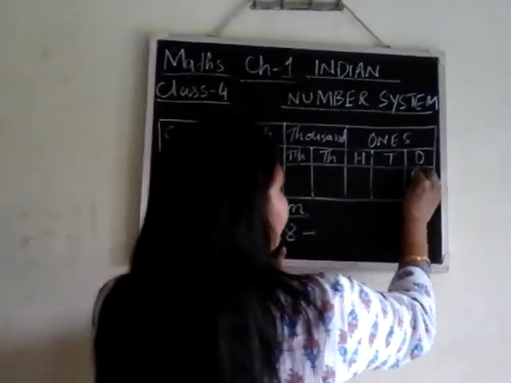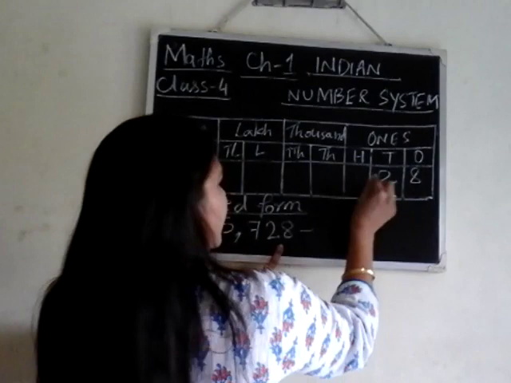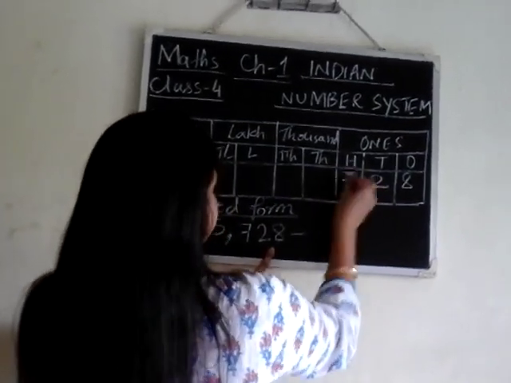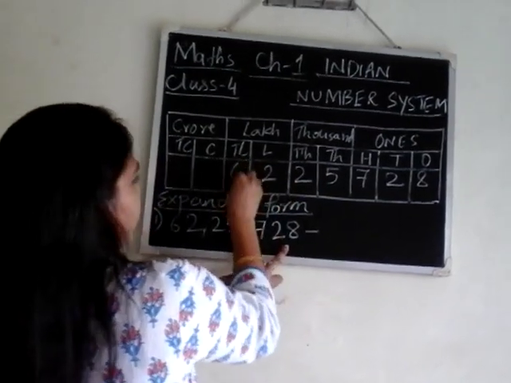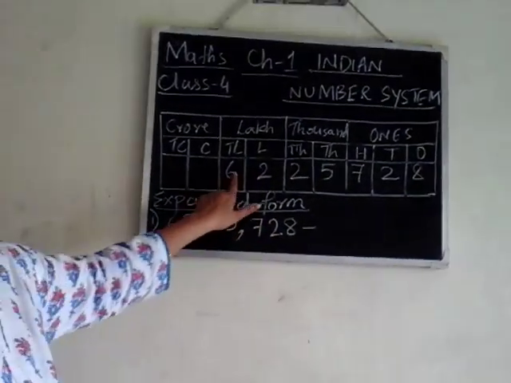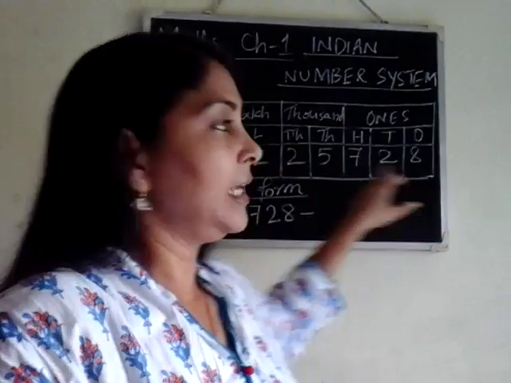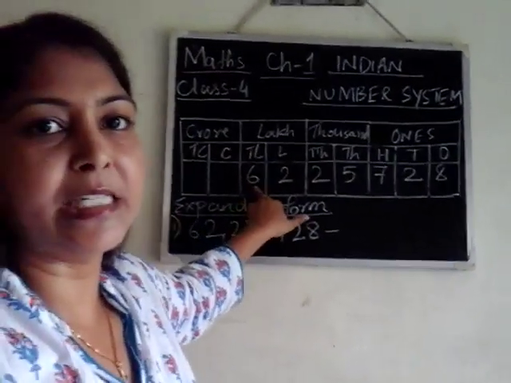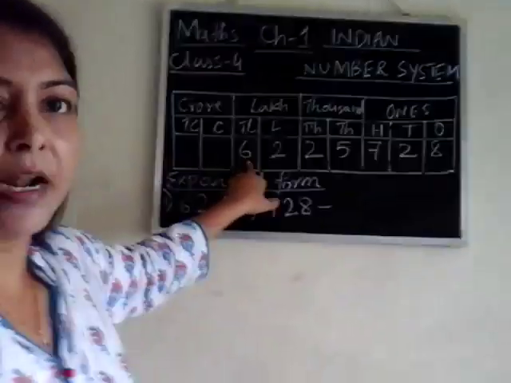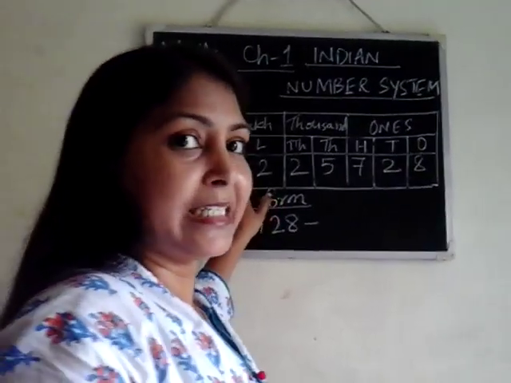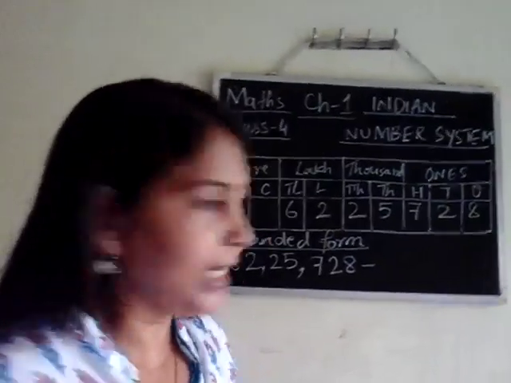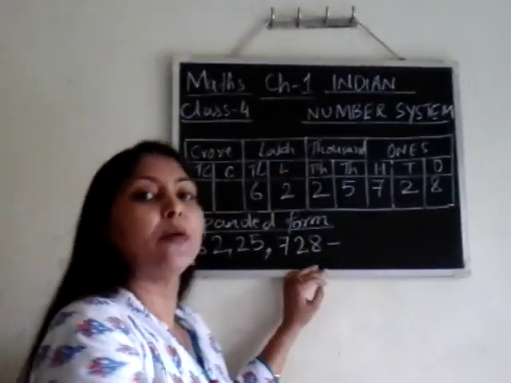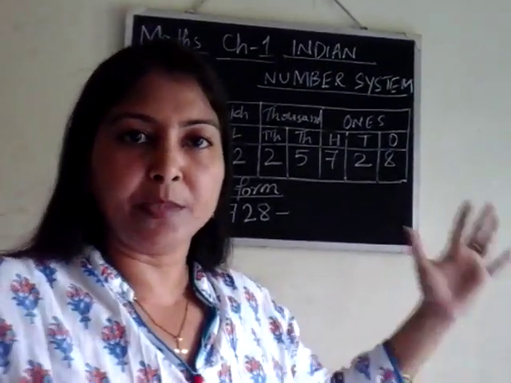Now 8 is in ones place, 2, 7, 5, 2, 2, 6. As you can see from the place value chart, we will start from the highest place value, okay? So here highest place value is 6 ten lakhs. Now 6 ten lakhs means what? 60 lakhs, right? So we are going to write this number in the expanded form.